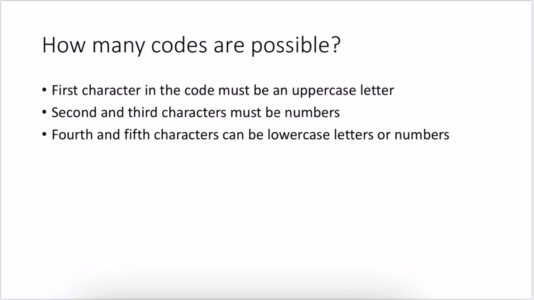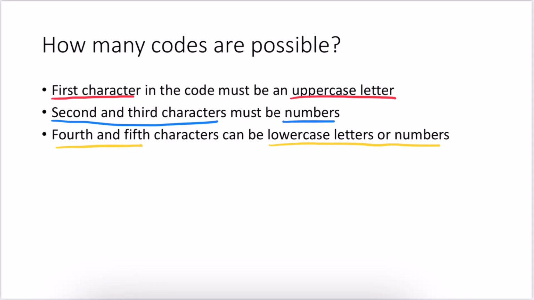Another situation where you wouldn't use a combination or a permutation might be if you were trying to figure out how many codes were possible that met these criteria. The first character in the code needs to be an uppercase letter, the second and third characters need to be numbers, and the fourth and fifth characters can either be lowercase letters or numbers.